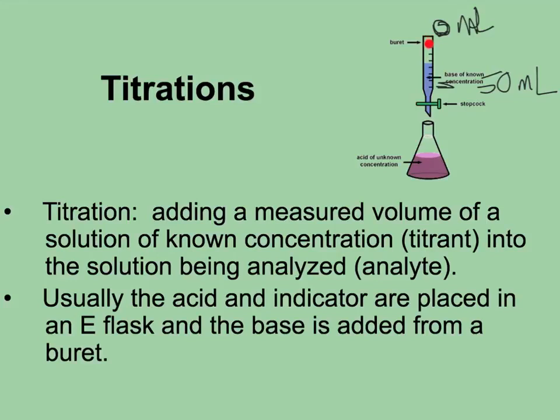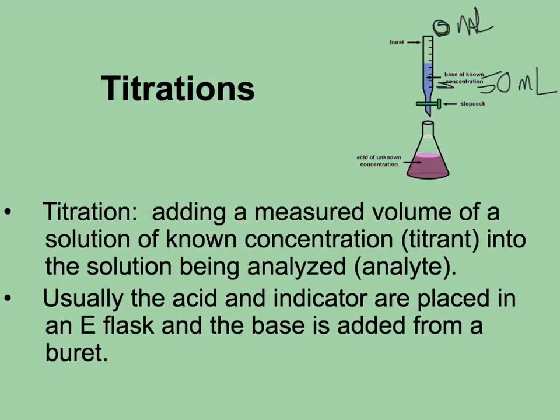And so the volume increases as you go down, so it starts at 0 that you've dispensed, then you dispense 1 mil, then 2 mils, then 3 mils, then 4 mils, and so on. And you keep adding the base until the color of the indicator changes. So if you're using phenolphthalein, which we're going to be using tomorrow, for example, in our lab, it's going to go from colorless to pink. So once it turns a very slight pink, the lightest hint of pink that you see, that's when you stop and you close that valve, and then you read how much volume of base that you've dispensed.